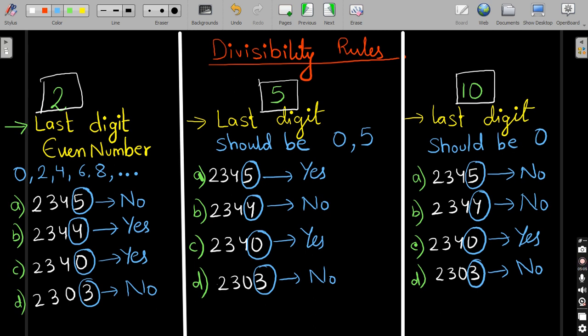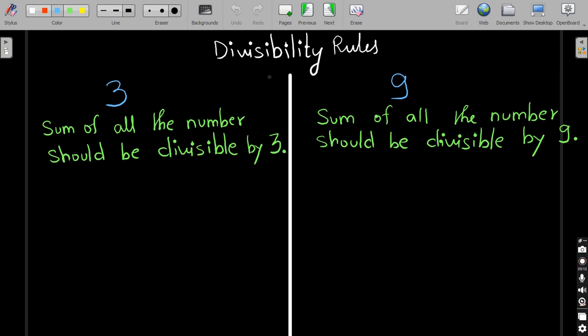If the last number is 0, then we can say the number is divisible by 10. Now let us move to our next criteria, that is the divisibility rule of 3 and 9.